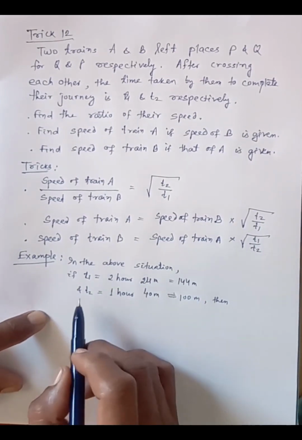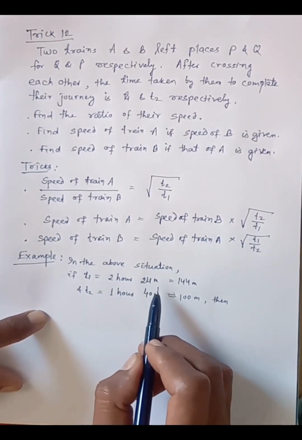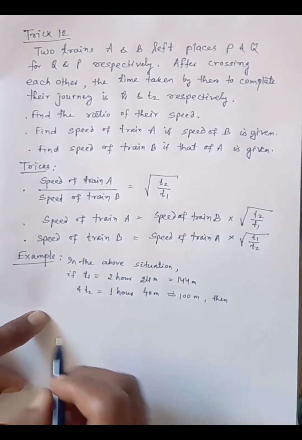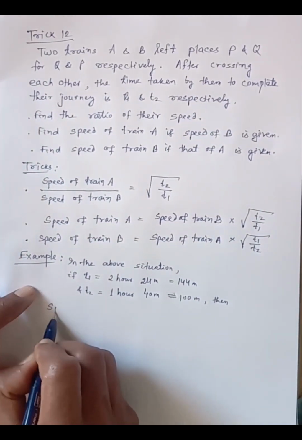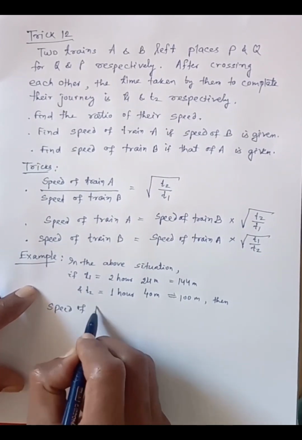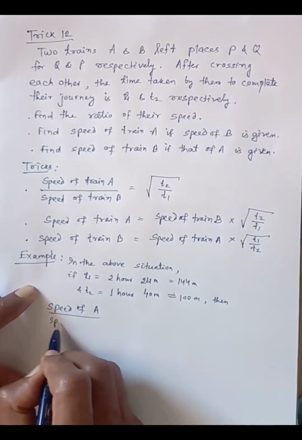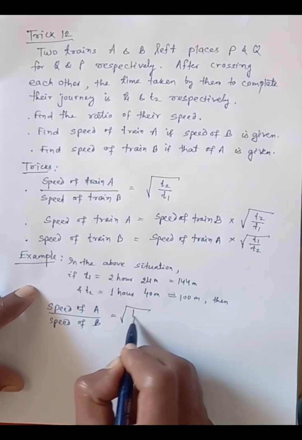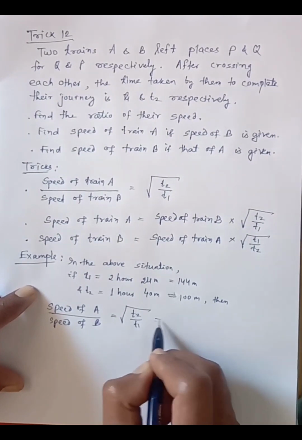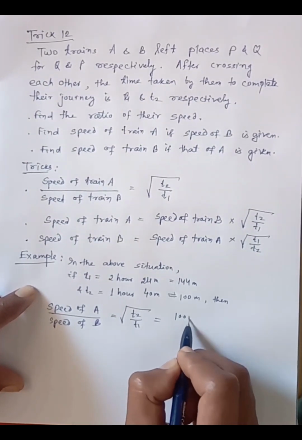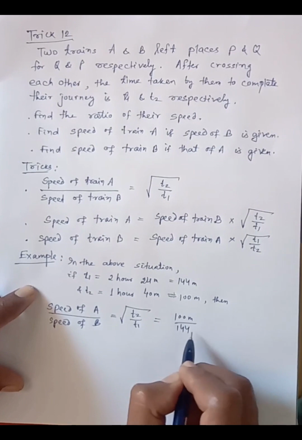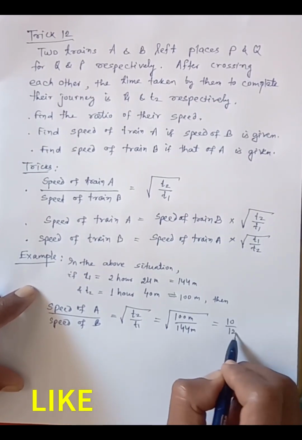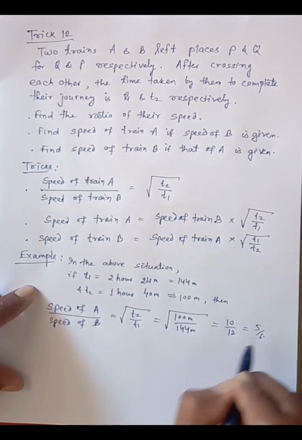In the above situation, if T1 is equal to 2 hour 24 minutes and T2 is 1 hour 40 minutes, then speed of A divided by speed of B is equal to square root of T2 by T1. This is equal to square root of 100 divided by 144. This is equal to 10 by 12 or 5 by 6.